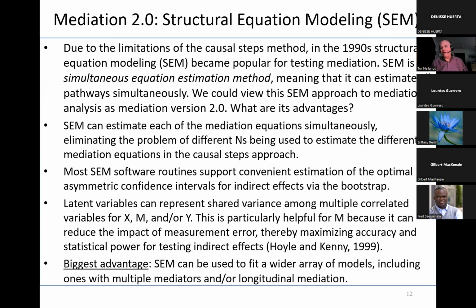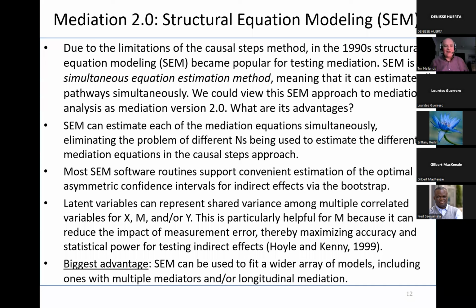this kind of bootstrapping. There are other methods to get the asymmetric confidence interval. You can use Bayesian estimation or Monte Carlo simulation. Some SEM programs like Mplus, for instance, have Bayesian estimation built in. So it's very convenient to get 95% intervals that way as well.